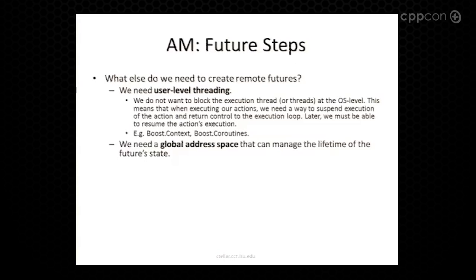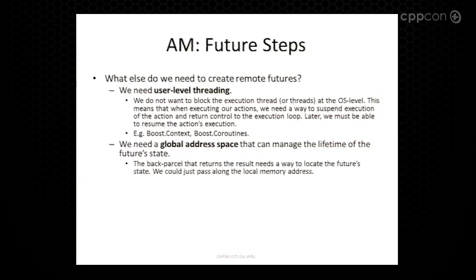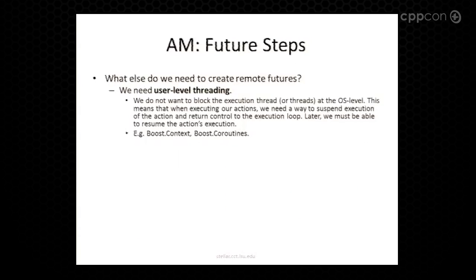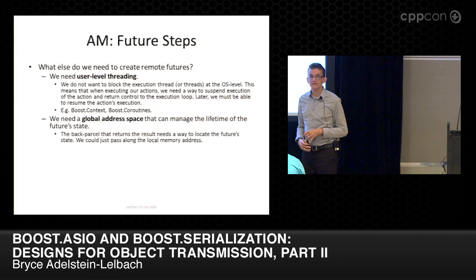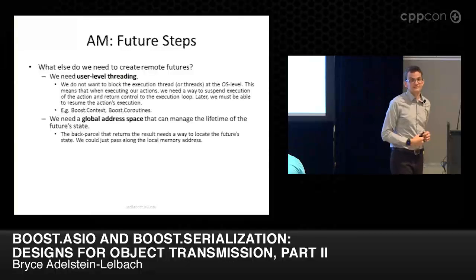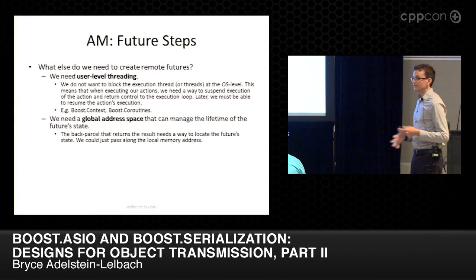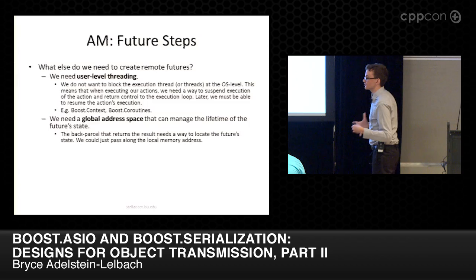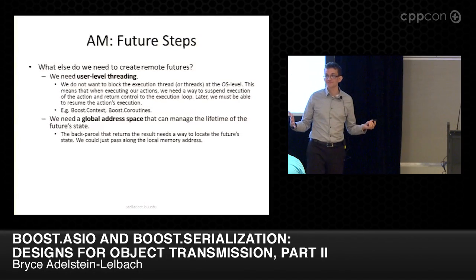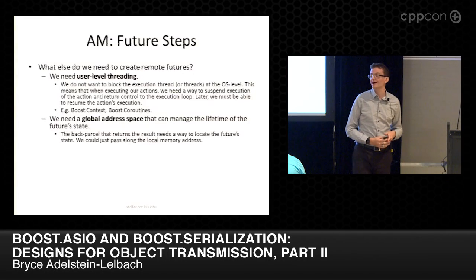And we need some sort of global address space that can manage the lifetime of these futures and manage the lifetime of these objects. So that's that sort of back parcel that returns the result. We call that a back parcel. That needs to keep the future object on the first node alive. Or the thread itself needs to keep them alive. As it turns out, both of them need to keep the thing alive. When you suspend a thread, the synchronization primitive that caused it to suspend needs to stay alive. Otherwise, you're going to have a hard time waking it back up.